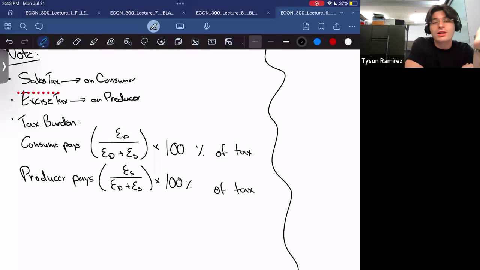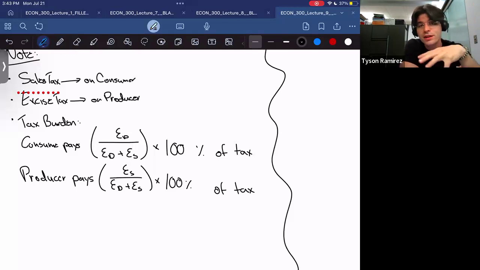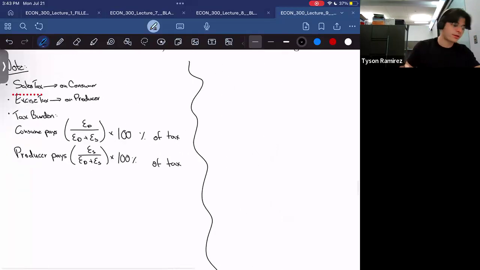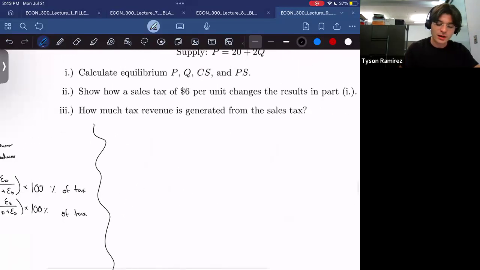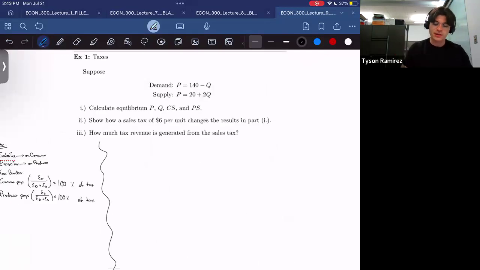So the tax burden, how do we decide who should pay how much of a tax? It is determined from the relative elasticity. We have a price elasticity of demand and a price elasticity of supply, and these help determine the optimal share of the tax borne by either the consumer or the producer. Now let's get on to the actual example.